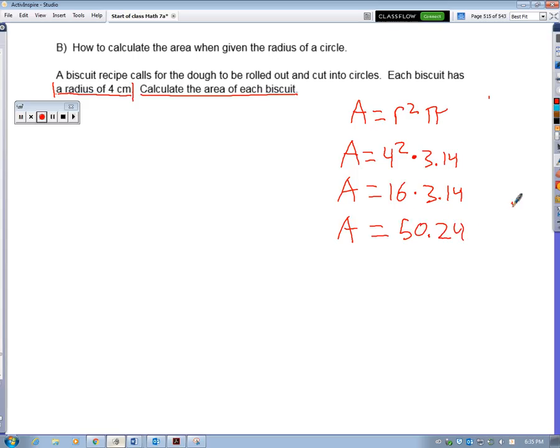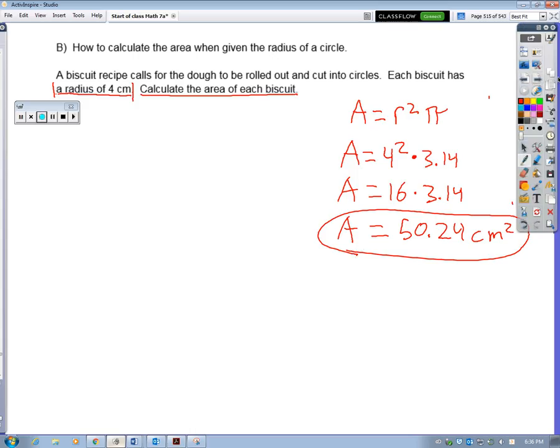50.24. And we're working with centimeters, so we're going to label that with centimeters, and since we're working with area, it's going to be centimeters to the power of 2. Perfect. We just got our answer to that first problem. Let's take a look at the second example I have for you.